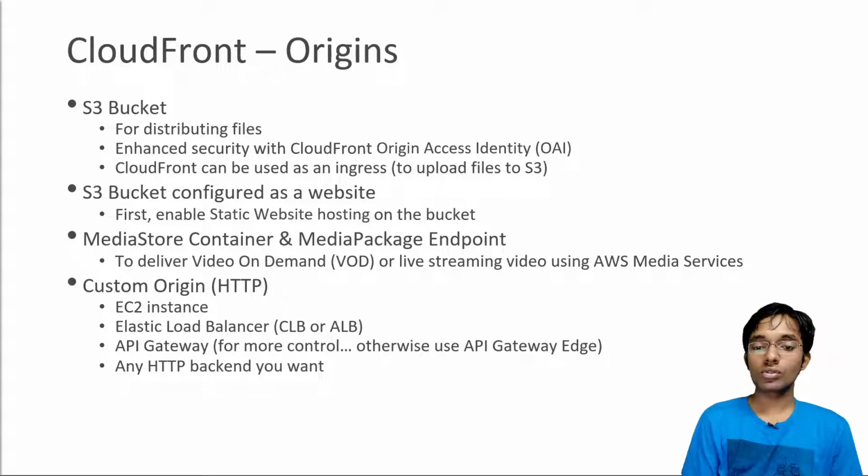You can also use CloudFront with any custom origin that is compliant with the HTTP protocol. It could be an EC2 instance, it could be an Elastic Load Balancer, for example your Classic Load Balancer or your Application Load Balancer. It could be an API Gateway, which gives you more control than using the API Gateway edge feature. So you just do CloudFront plus API Gateway, or it could be any HTTP backend you want, and even your on-premises instances also.